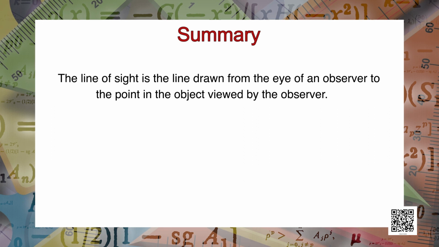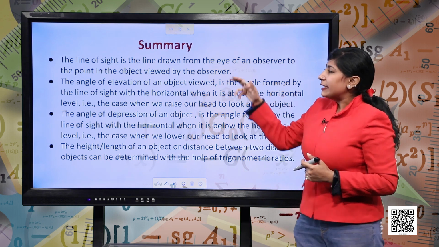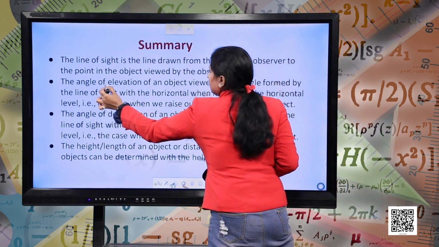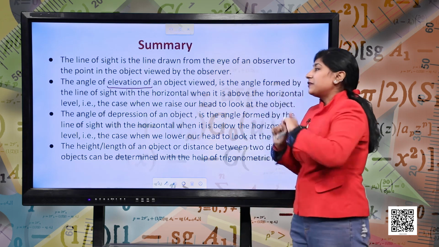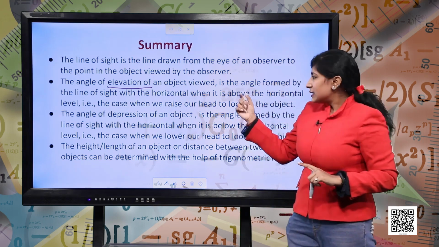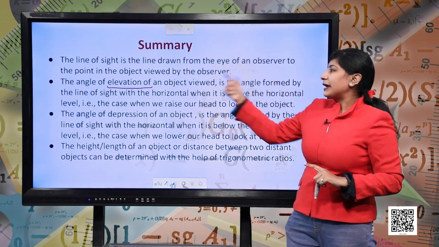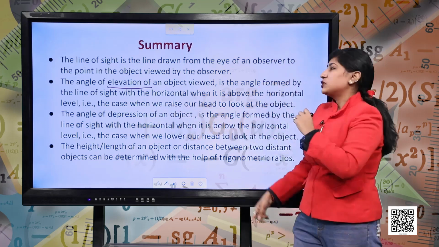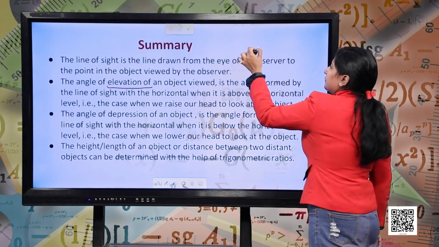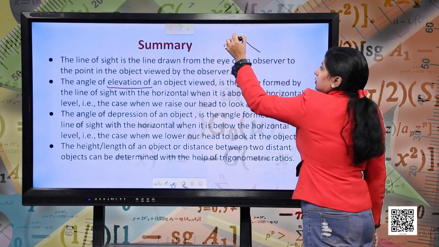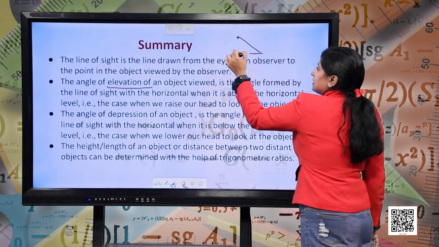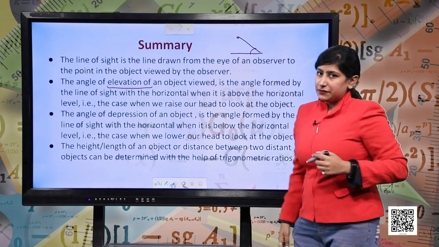The line of sight, as you already know, is the line drawn from the eye of an observer to the object viewed. So this imaginary line, as I've already told you, this is the line of sight. Then angle of elevation. Angle of elevation of an object is the angle formed by the line of sight with the horizontal. So it's this way. Always remember, if this is the eye, you're looking to an object which is here. This is the horizontal. This becomes angle of elevation.